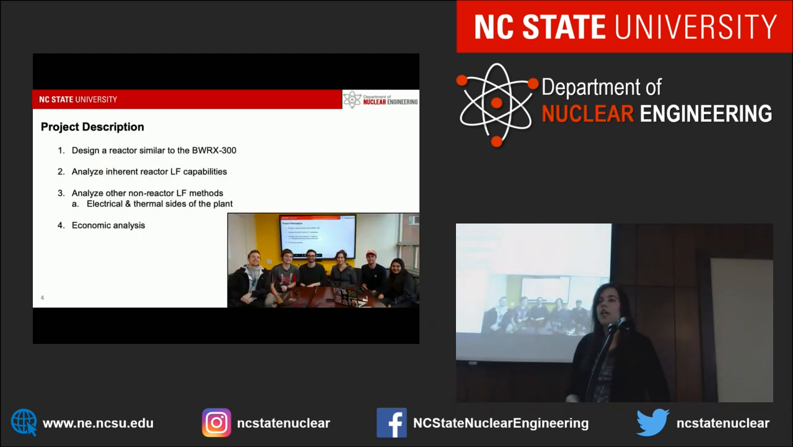And so for our project, we actually designed a reactor similar to the BWX 300 in order to showcase our results and to avoid problems with proprietary information. We analyzed our reactor for its inherent load following capabilities, meaning how well it can change the reactor power with changes in turbine demand. Then we also analyzed two electric and one thermal medium to load follow instead of the reactor, which allows our reactor to operate in a constant base load. Then we analyzed the viability of our options through our economic analysis.